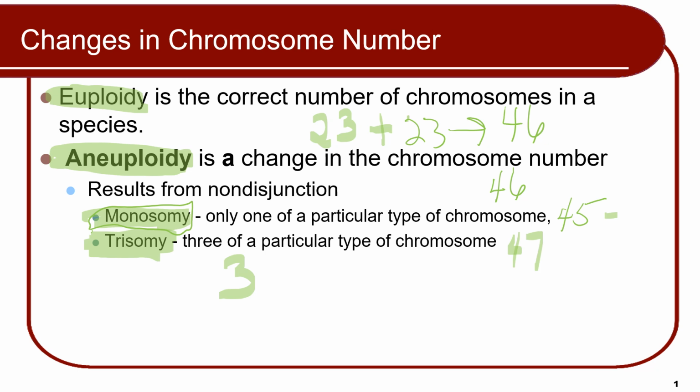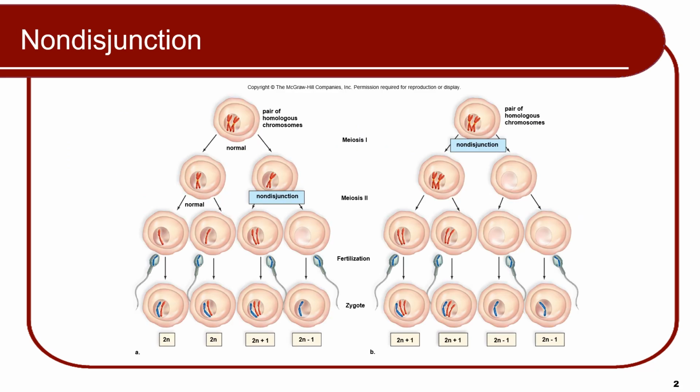Aneuploidy results from errors occurring during meiosis, and it's called non-disjunction. And that's kind of a hard word to understand. Normally in meiosis, your sister chromatids pull apart. If they don't pull apart, that means one cell is going to get 2 and another cell is going to get none. So let me show you in the next slide.